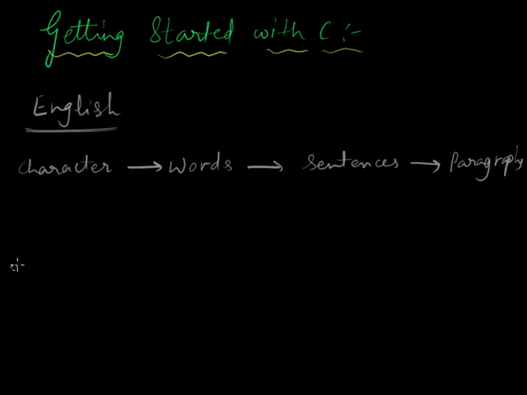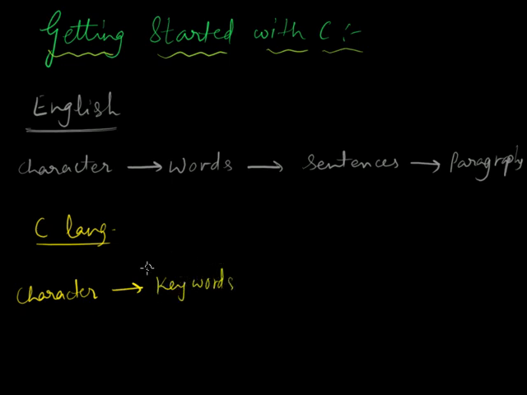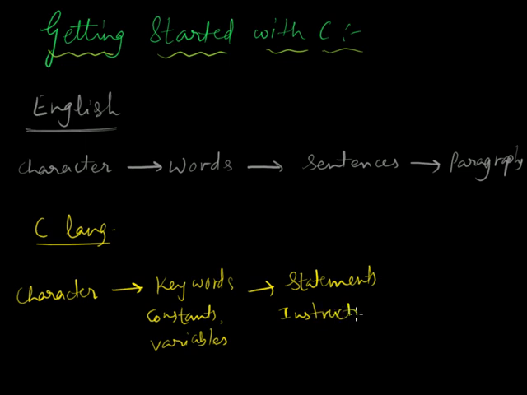Quite similar is the case with C. In the C language, it is very similar. We have characters. Characters form keywords, constants, and variables, instead of words. These keywords, constants, and variables, when combined together, form statements or instructions, similar to what we have in English. And statements and instructions, when clubbed together, form nothing but programs. So we have characters, characters make keywords, keywords make statements, and statements make programs.